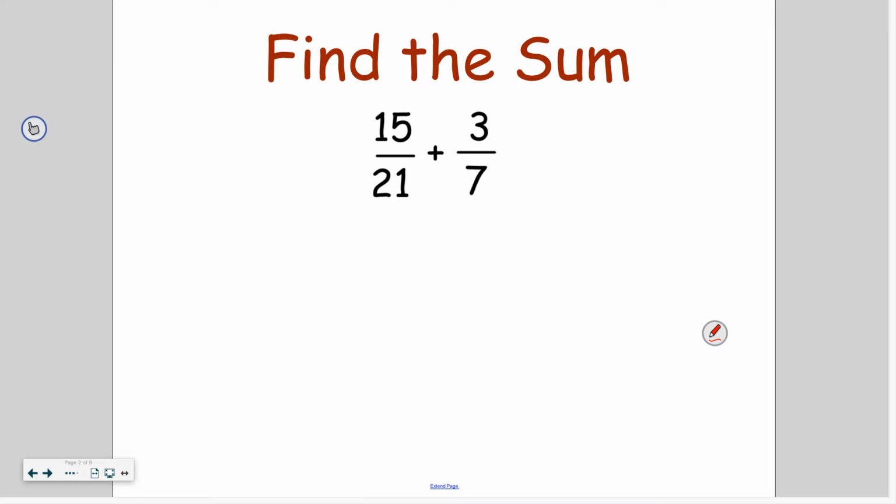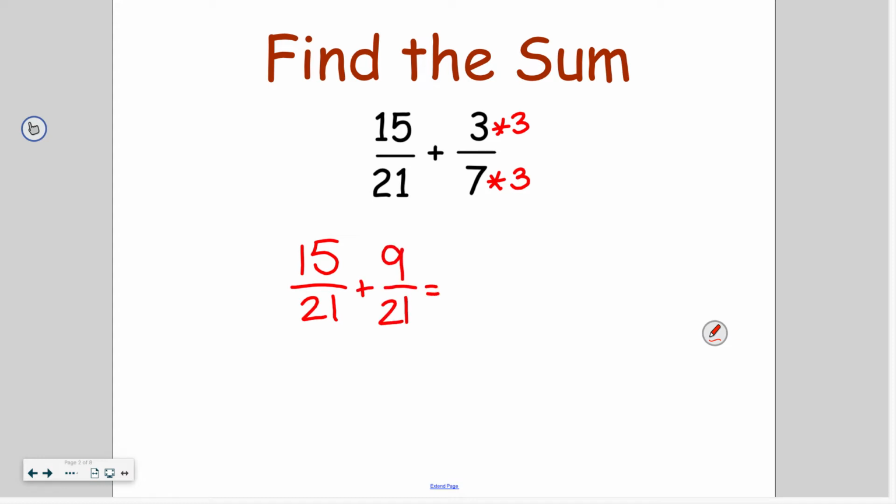So we are looking at 7 and 21, and we're going to see our common denominator is going to be 21. So we're going to multiply both the top and the bottom by 3. Giving us 15 over 21 for the first fraction, plus 9 over 21 for the second fraction.